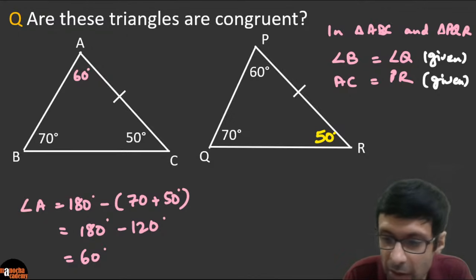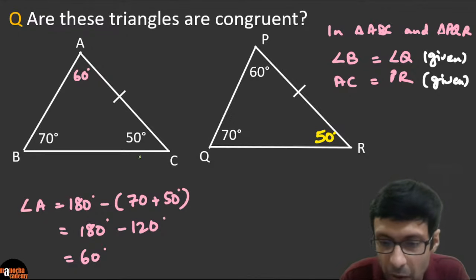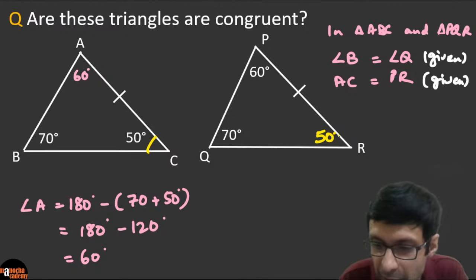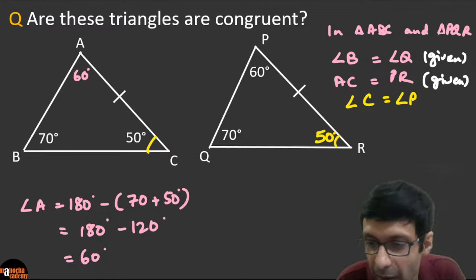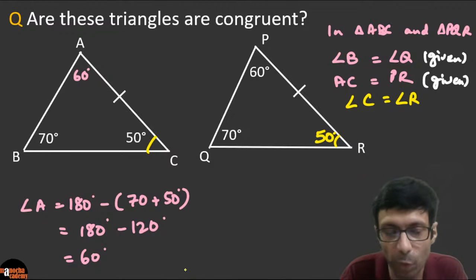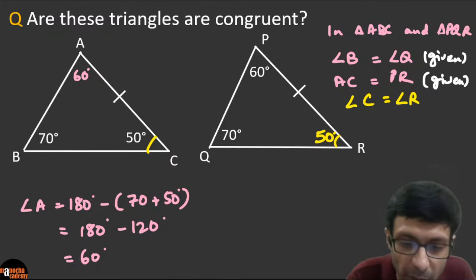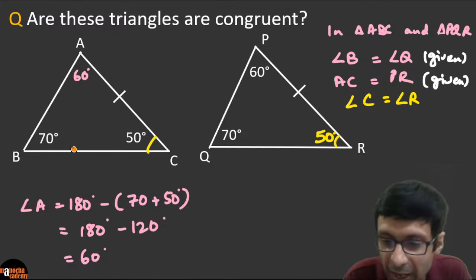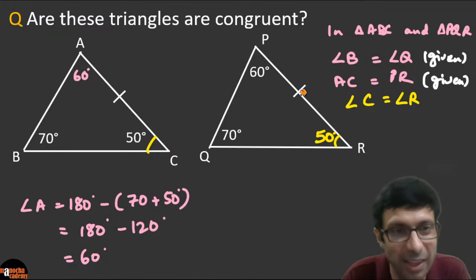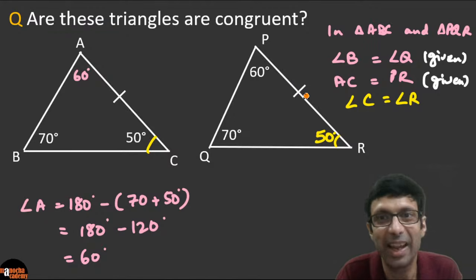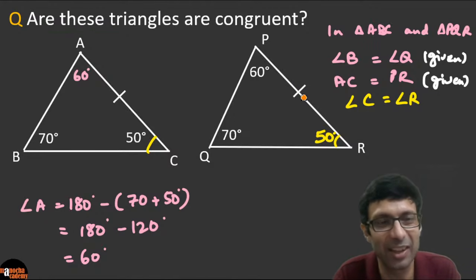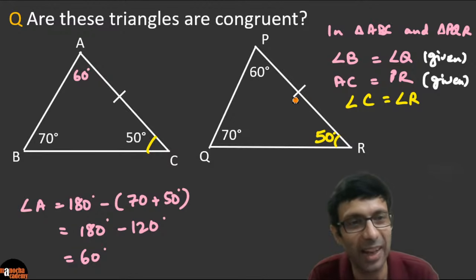So let's take a look at this. We can write that angle C, this 50-degree angle, can you see? This 50 is equal to this. So we can say angle C is equal to angle R. We've calculated that, they're both 50 degrees. So guys, can you see we have a 70-50 side, and a 70-50 side? Can you see AAS? Excellent, guys. Superb. So we have used the AAS criteria.